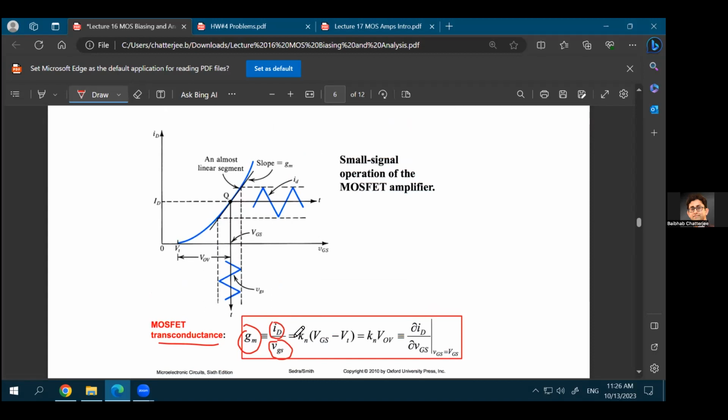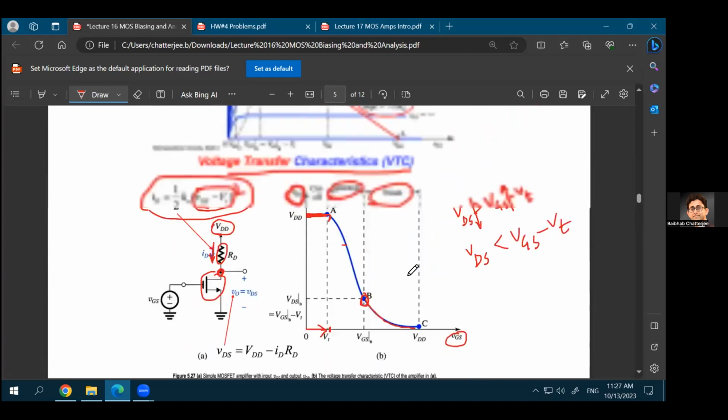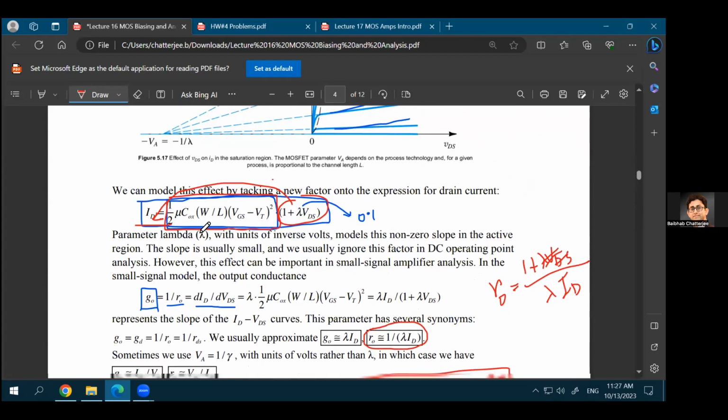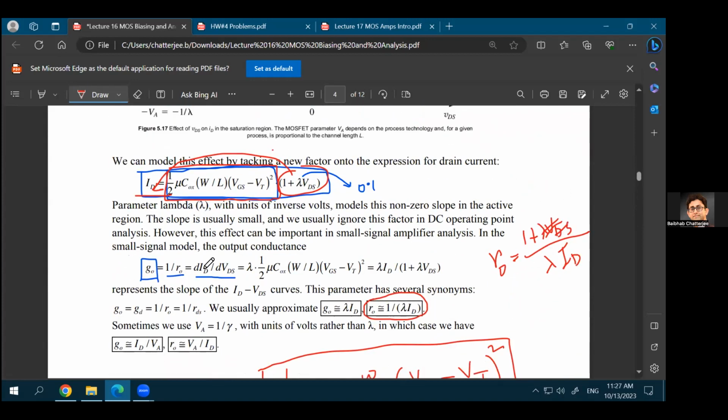So gm is small signal ID divided by small signal VGS, or you can also represent it as del ID over del VGS. So you just have to take a derivative of your ID versus VGS equation with respect to VGS. Remember in the previous scenario, when we were finding the output resistance, we took a derivative of your ID with respect to VDS because all you wanted was the output quantities.